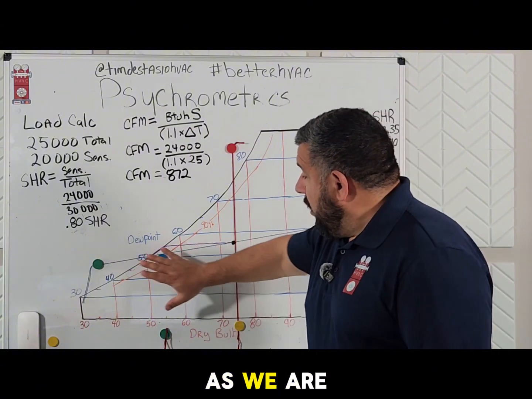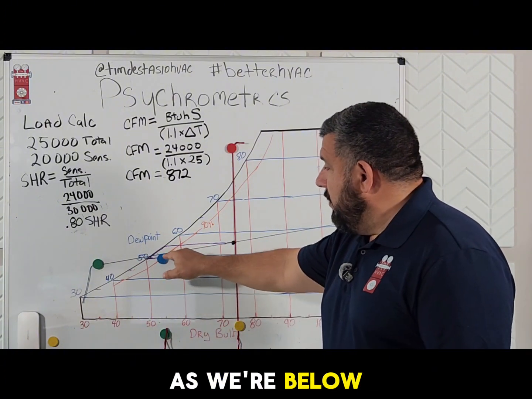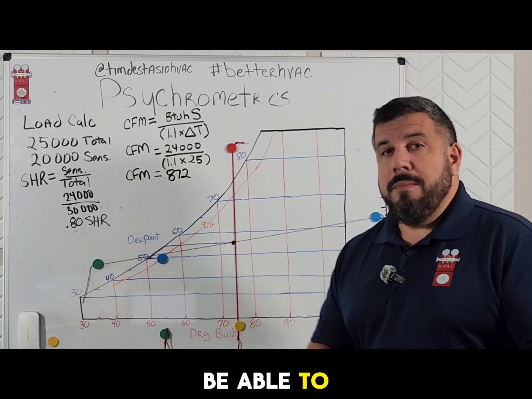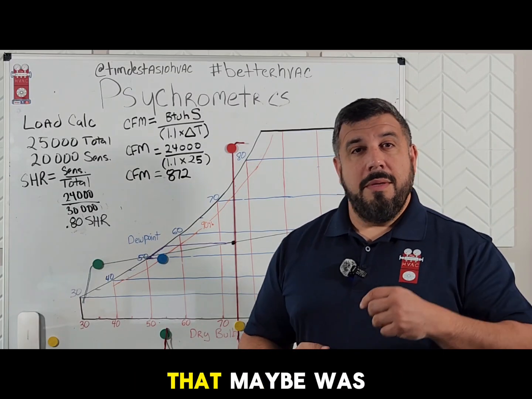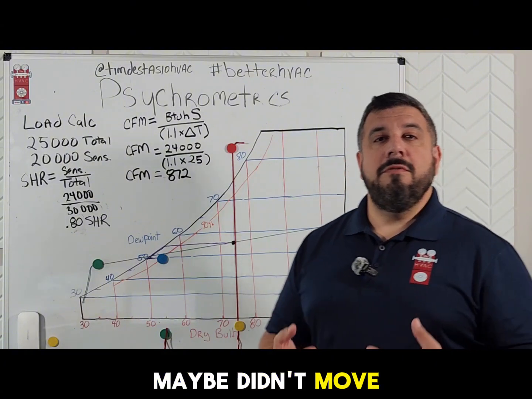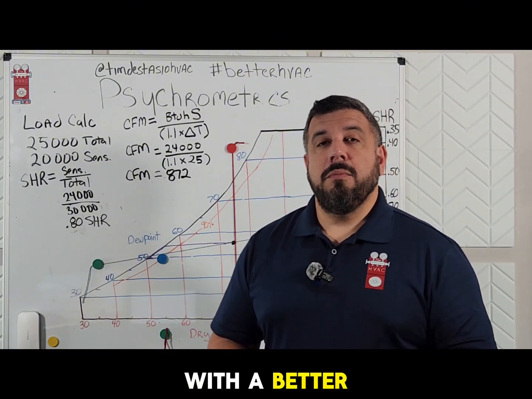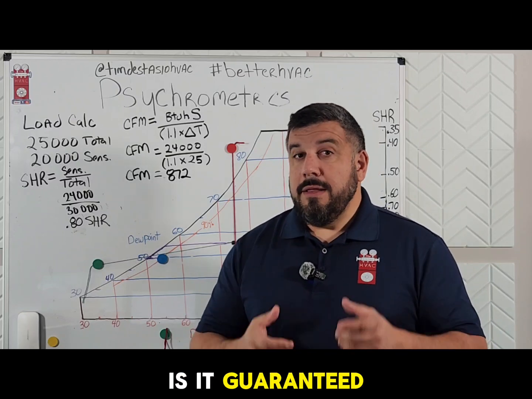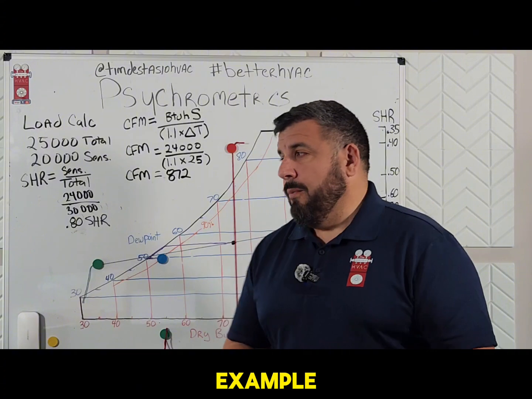Now, as long as we are in this quadrant, and we're usually just barely in that quadrant, but as long as we're below this line, then we should be able to maintain our conditions. Now, what happens when we replace some older equipment that maybe was less efficient, maybe didn't move as much airflow, with newer, higher efficiency equipment with a better blower motor? Is it guaranteed that we're going to be able to maintain conditions? Well, let me give you an example.